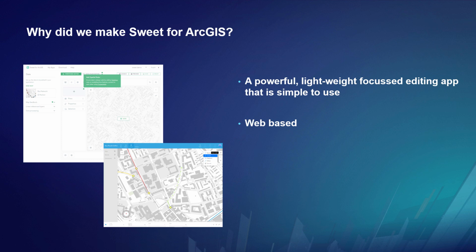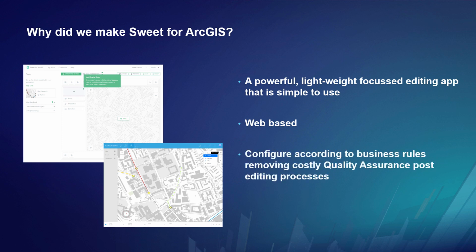Most importantly, we needed to enable a way that organisations could configure the app according to their own business rules, meaning that anyone could capture data and Suite can run through that rule set to make sure it's valid. It's all well and good making a great app that anyone can use, but we wanted to make sure we were removing costly quality assurance processes at the same time. So what does all this look like? Well, it's over to you, Carly.